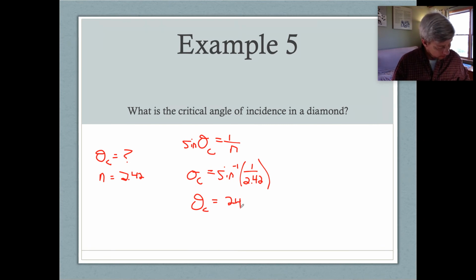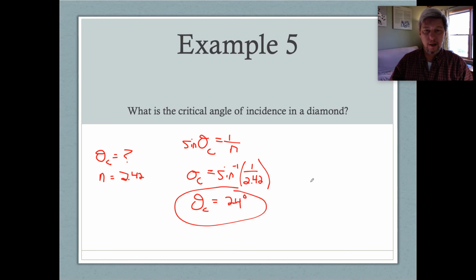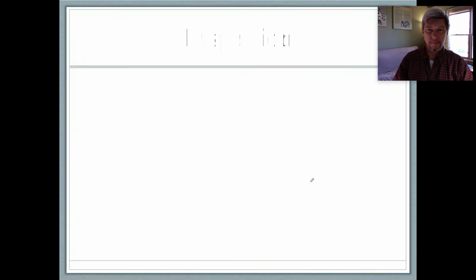All right. The next highest thing here on this list is zircon. And zircon is often used to make fake diamonds, all right? Sparkly pieces of glass, essentially, that are not real diamonds. Not as sparkly as a diamond, but a cheap substitute, okay? All right, so the answer here is 24 degrees. That is the critical angle of incidence in a diamond.